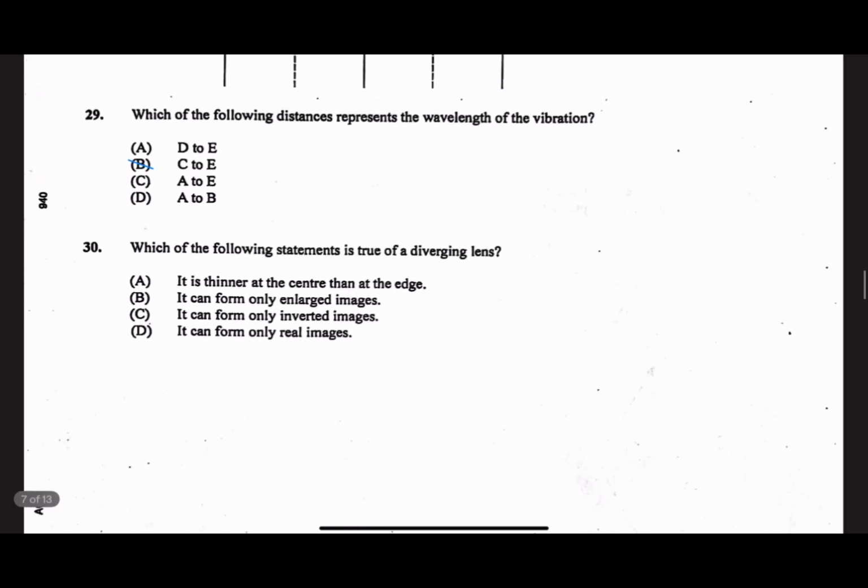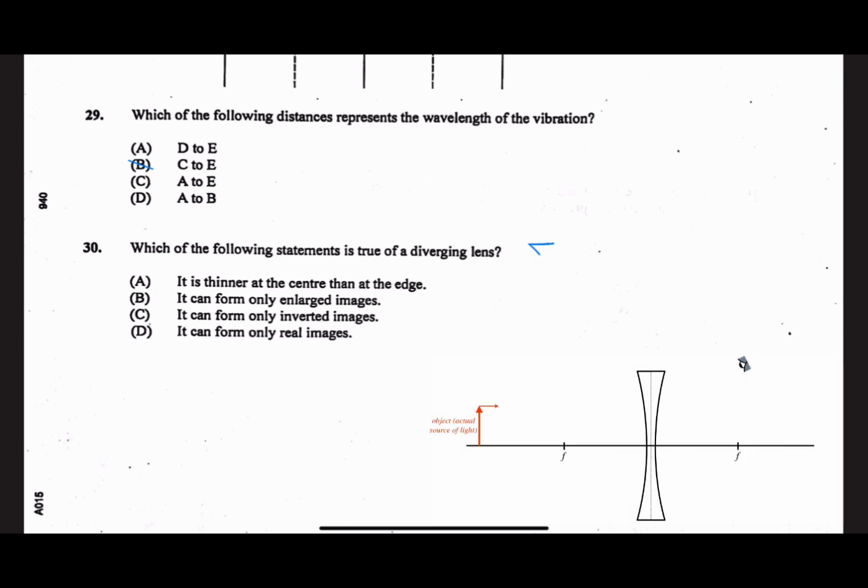Which of the following statements is true of a diverging lens? A divergent lens looks like this. So let's see any truths here. It is thinner at the center than at its edge. Oh, so we found the answer immediately. So the answer is A.